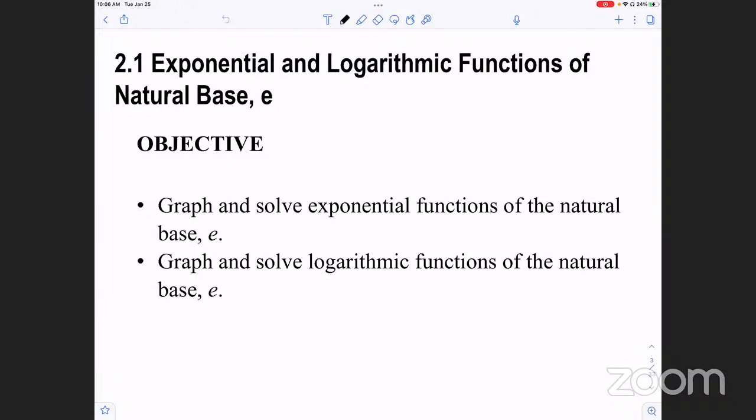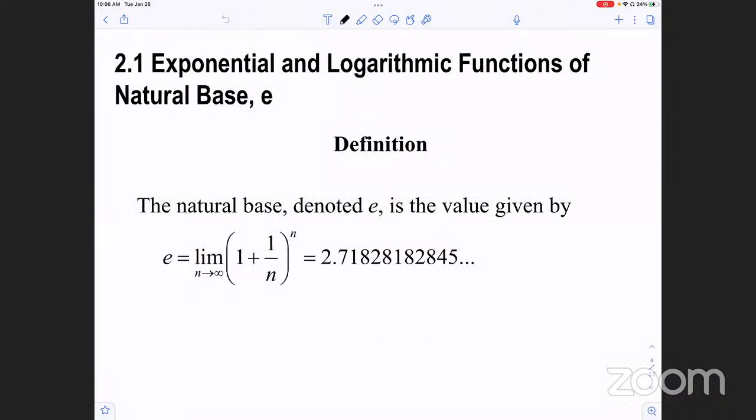And a couple of objectives here. We like to graph and solve exponential functions of the natural base e, and we like to graph and solve log functions of the natural base e, okay? So definition, the natural base e, denoted as e, is the value given by the limit as n goes to infinity of this expression, and it's equal to this, all right?